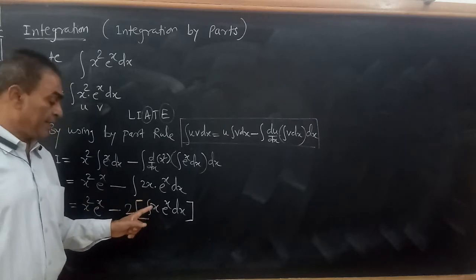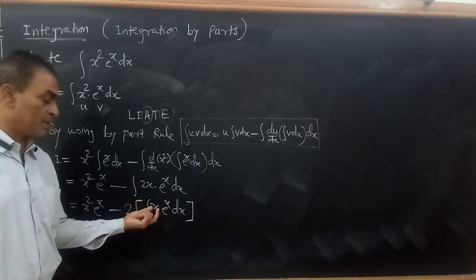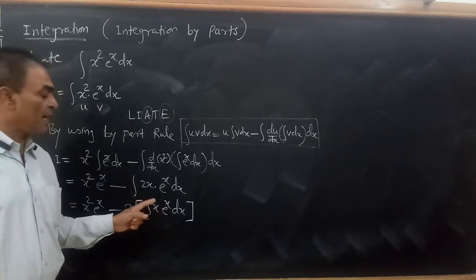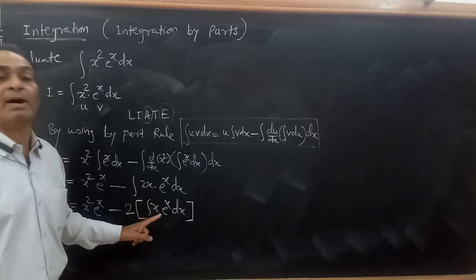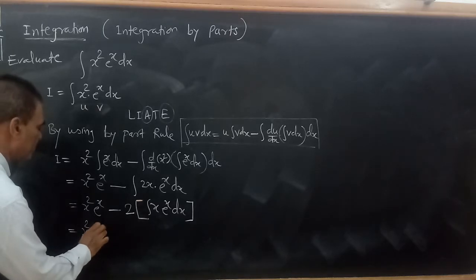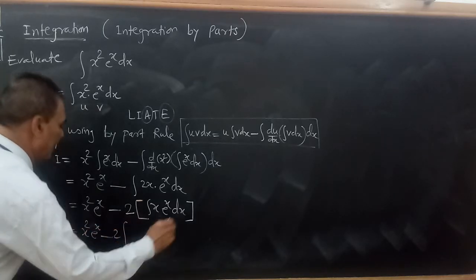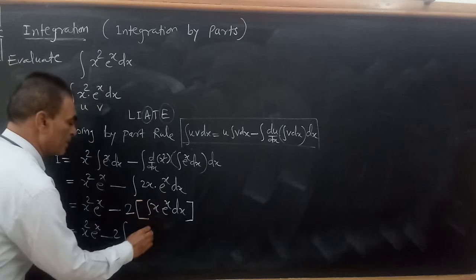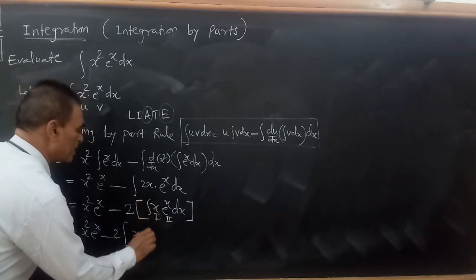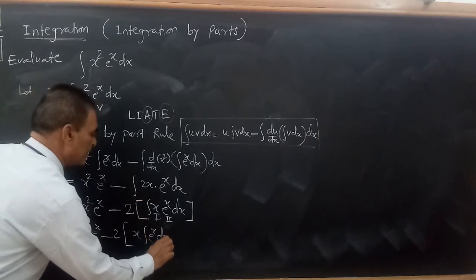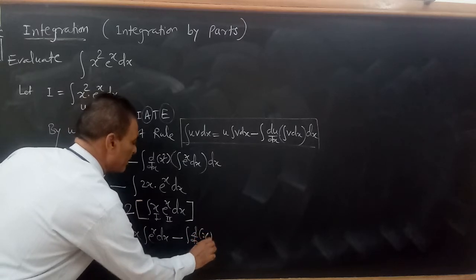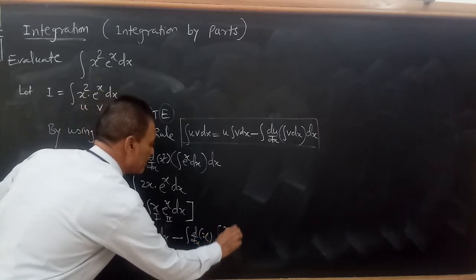Here is also a product of two different functions. One of them is algebraic, another is exponential. That's why again apply integration by parts rule, which is nothing but x square e raised to x minus 2 into bracket. First function, this is the first function, this is the second function. First function, integration of second function dx minus integration of derivative of first function into integration of second function dx.